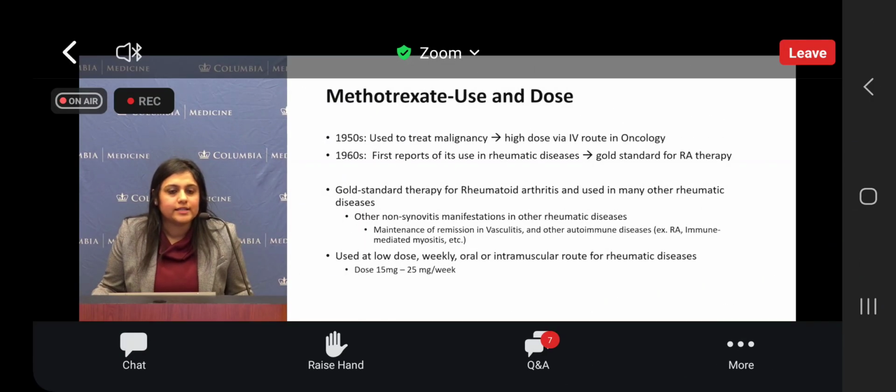We use it for other rheumatic diseases as well, such as the maintenance of remission in vasculitis. And typically, it's used at low doses, so it can be used weekly, either orally or intramuscularly. For rheumatic diseases, the starting dose is typically 15 milligrams and can be titrated up to 25 milligrams every week.